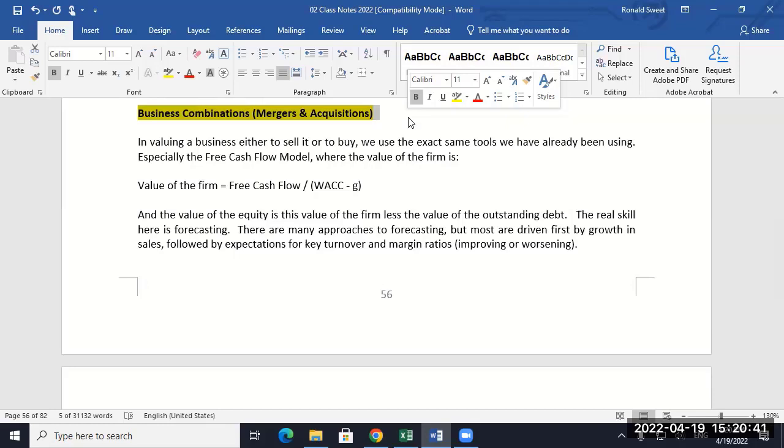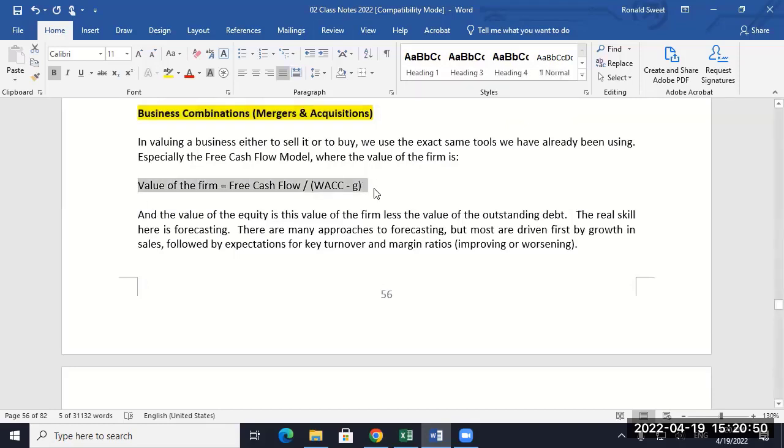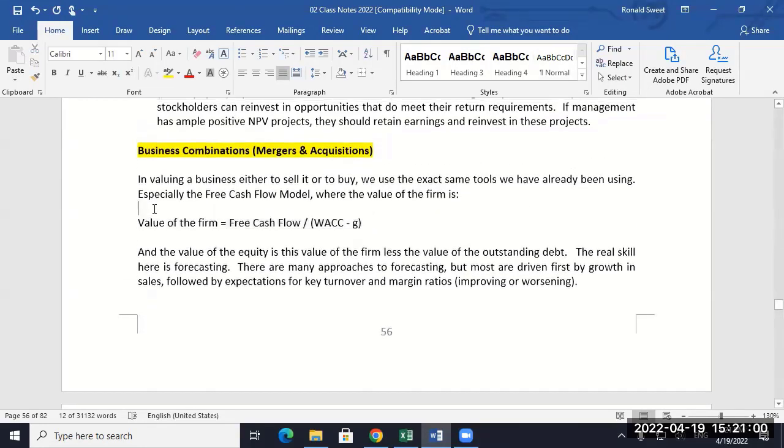ExxonMobil combining. Massive, massive, massive. Why do firms do that? They do it for the exact same reason they do everything else. It's to increase the value of the firm. If those two firms together are worth more than they are right now separate, then you do it. Anybody know what that's called? Starts with an S.